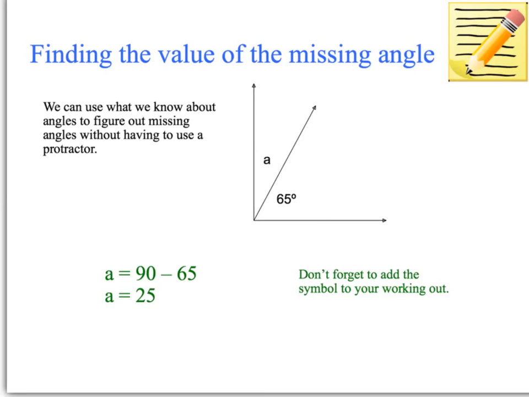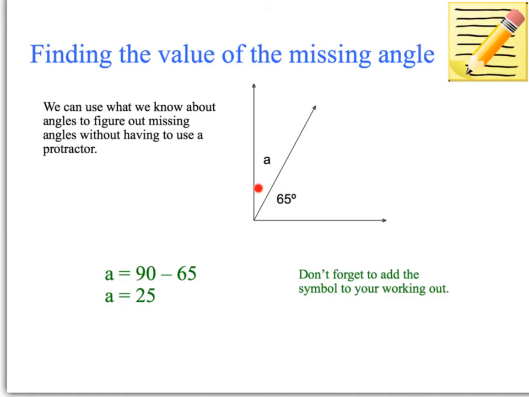Alrighty, now we can use what we've learnt about complementary and supplementary angles, vertically opposite, those sorts of things, to find the value of a missing angle without using a protractor. Even though we know how to use our protractor, you don't have to when you know information about certain types of angles. So this is an example of how you might find the value for A here in this angle.